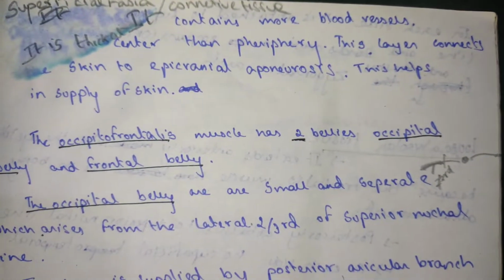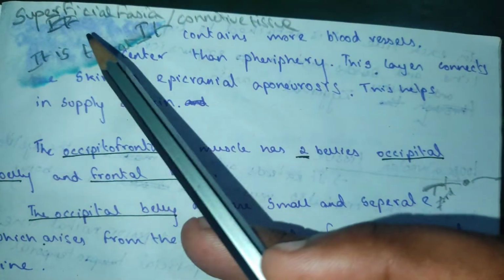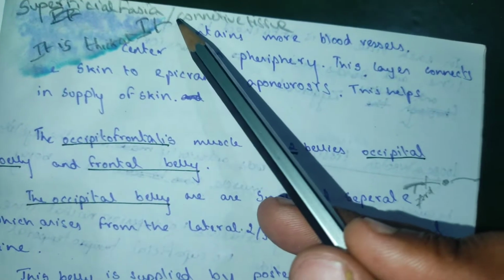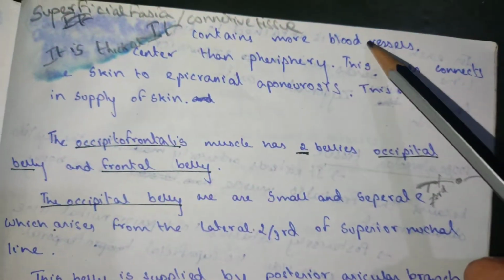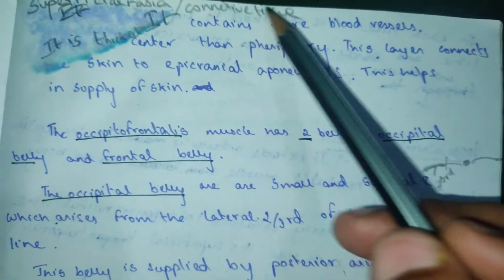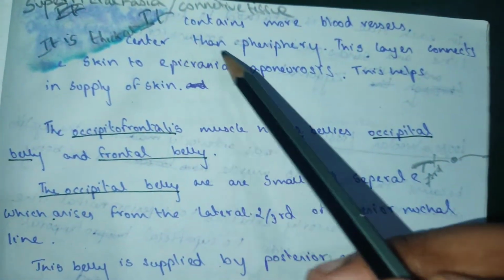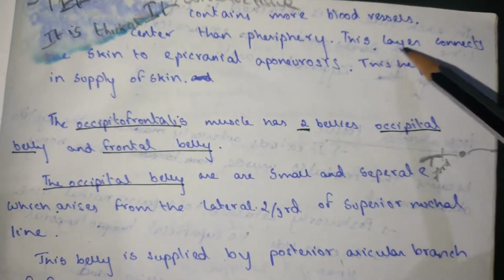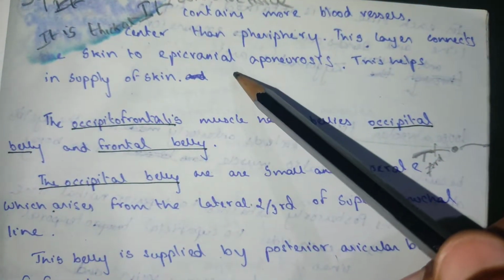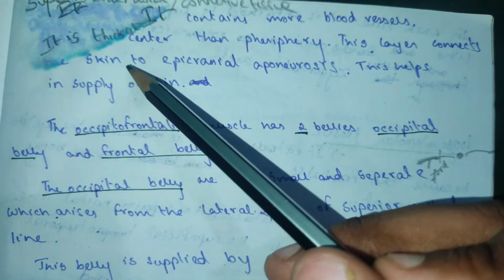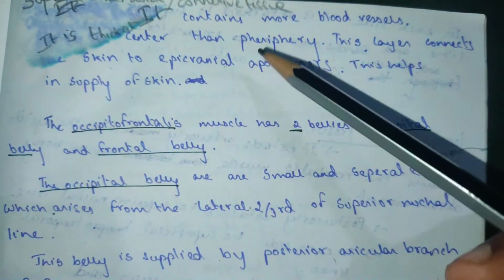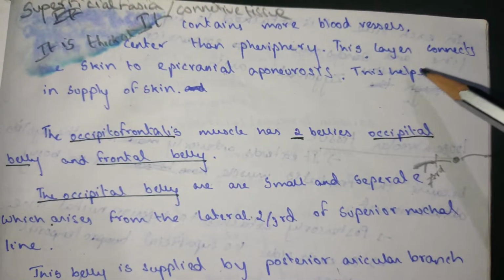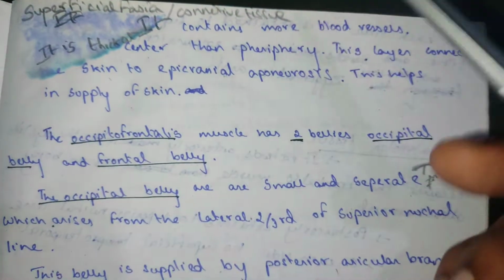Now we will see the second layer, which is known as superficial fascia or connective tissue. In SCALP, the second letter is C. It contains a large number of blood vessels, so it is known as the connective tissue layer, and it is thickest at the center rather than the periphery. This layer connects the skin to the epicranial aponeurosis, connecting the first layer to the third layer. It is the middle layer, present between the skin and the epicranial aponeurosis. This helps in the supply of the skin.